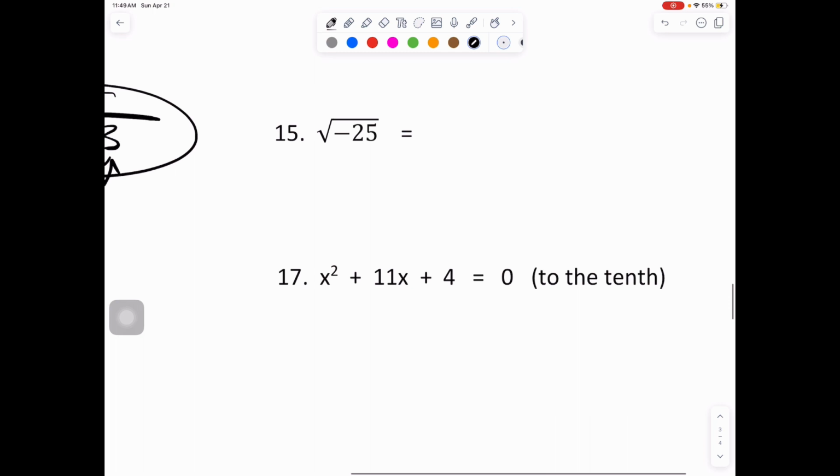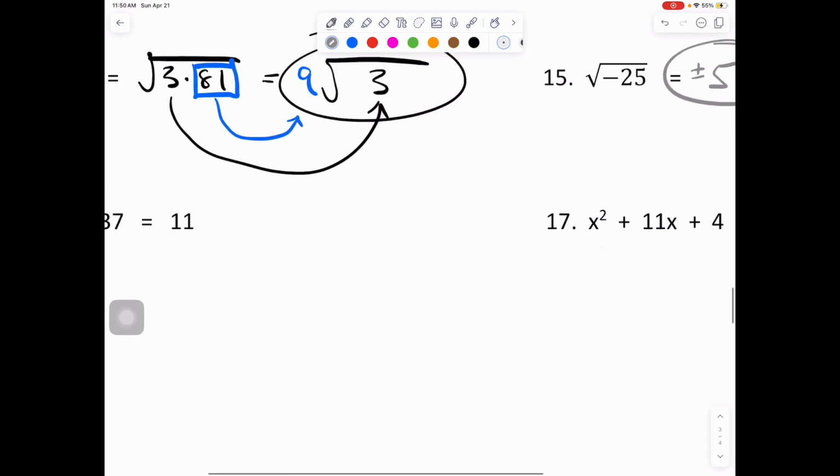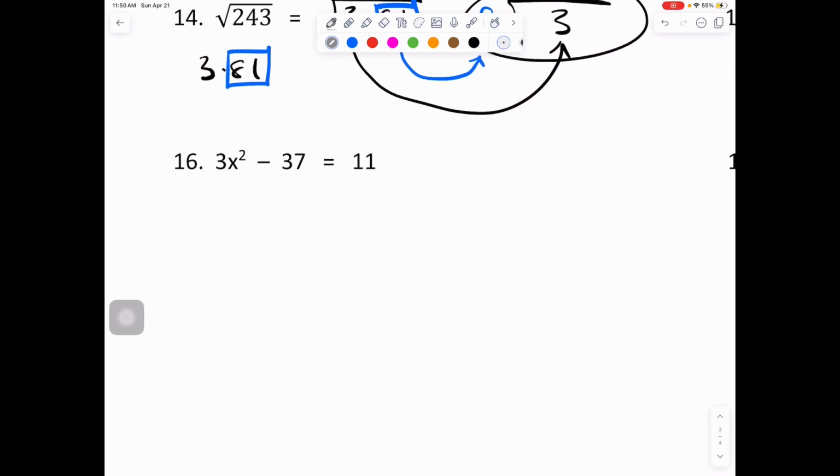For number 15, the square root of negative 25 is equal to, yes, plus minus 5i. Circle your answer. And for 16, 3x squared minus 37 equals 11. All right, we'll start by getting that 3x squared by itself. So plus 37 and plus 37. Bring down your 3x squared. Cancel those out. Equals 11 plus 37 is 48.